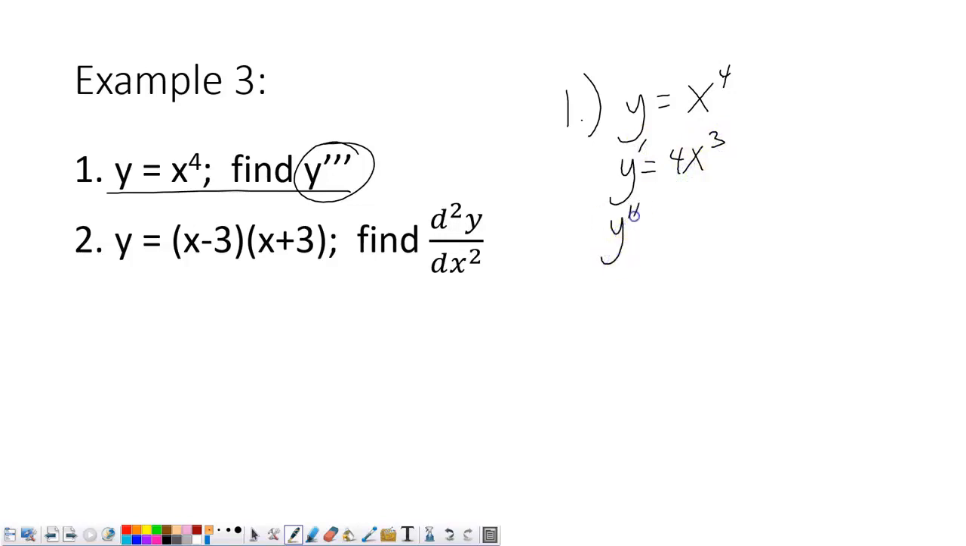Now if I want to find the second derivative, the acceleration function, repeat. Multiply the 3 times the 4, and take 1 off of the power. And if I want to find the third derivative, which is where I'm going to stop, because that's what the problem asked us to do, was to stop at the third, you're going to multiply the 2 times the 12, and take 1 off the power. And there you go. There's your third derivative.